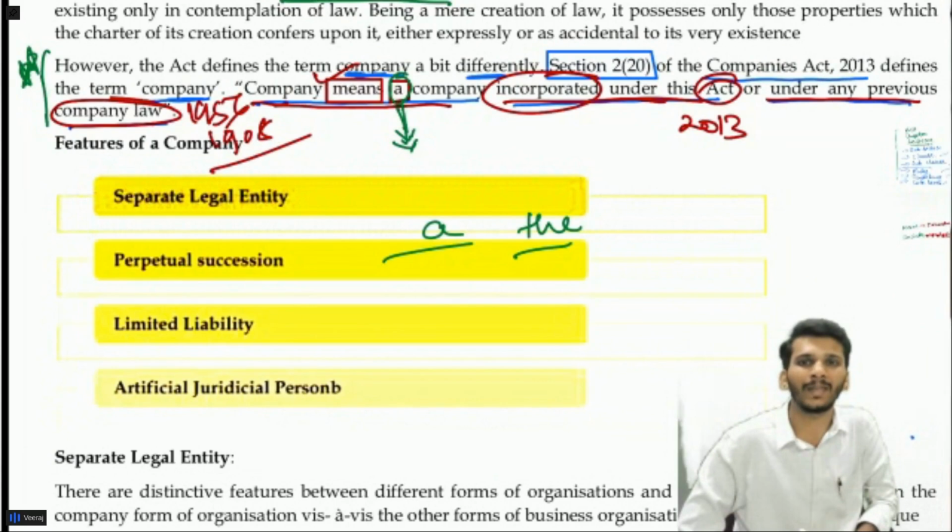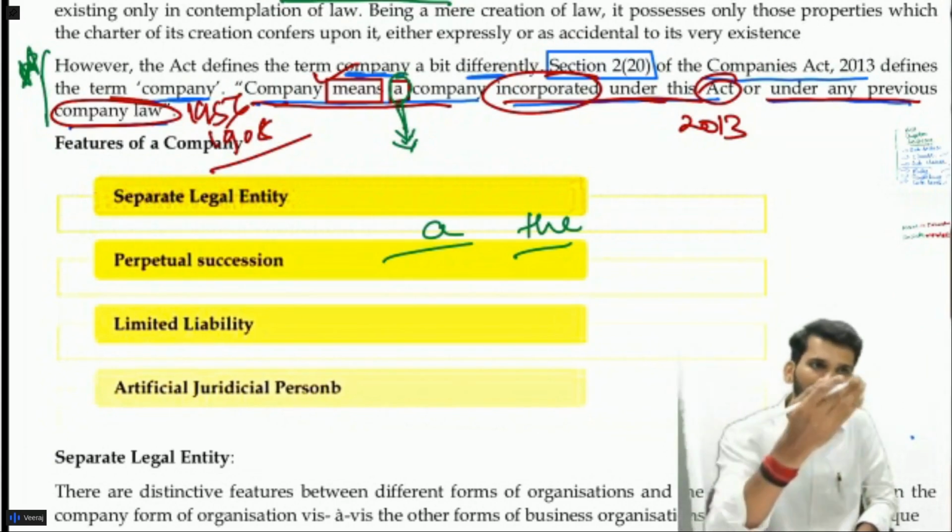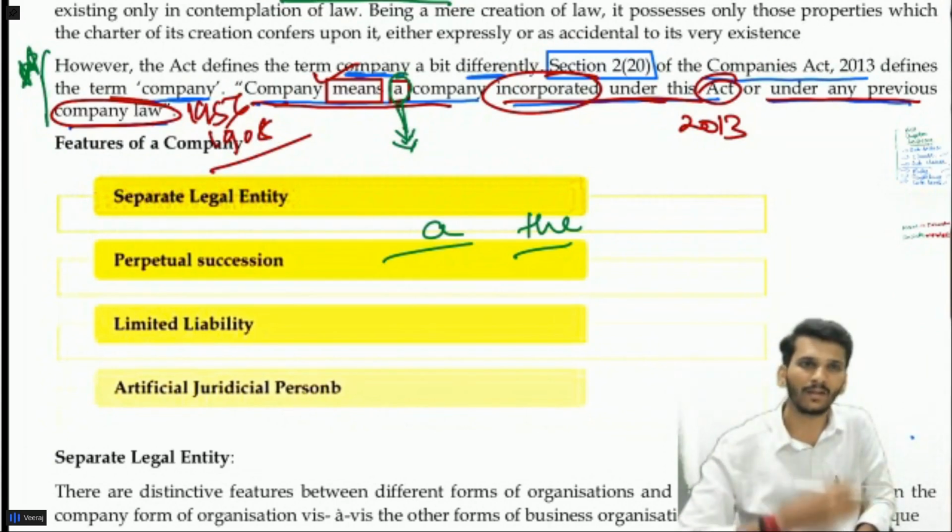A means it is applicable in general. You also call it a company, you also call it a company. Sir, why are they using this? Because there are so many kinds of companies: private company, public company, one person company, section 8 company, government company. That means this company's act is applicable. Company means what? A company.